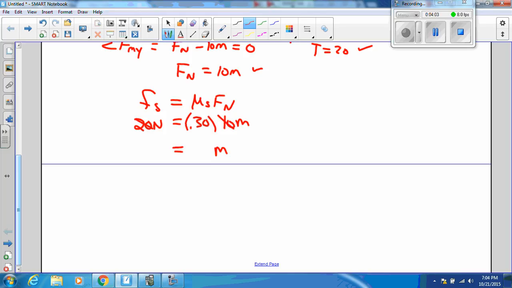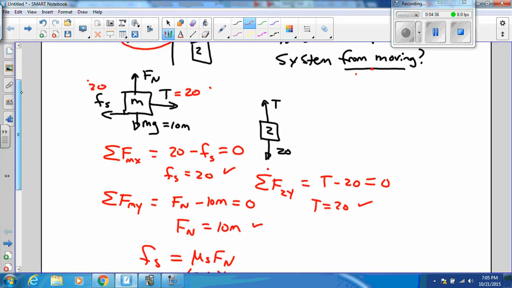Solving for m by dividing both sides by 10, and dividing both sides by 0.3, we get m is equal to 6.3 kilograms. Nope, it's going to be 6.7 kilograms. There we go. So, that's really kind of it.